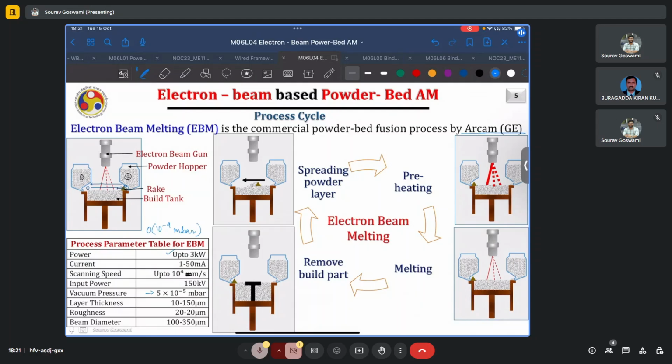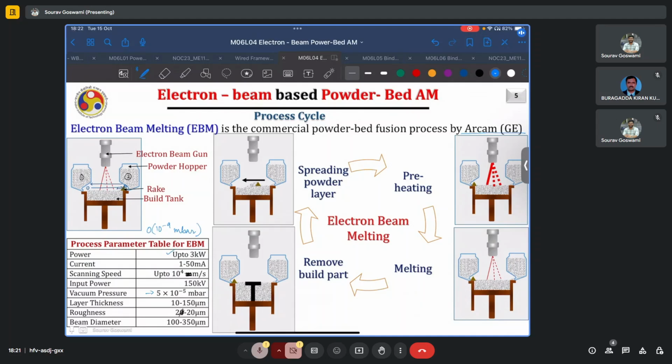The layer thickness which can be achieved, and thereby the resolution of the features, is between 10 and 150 microns, which is pretty good. As we are well aware, VAT photopolymerization has perhaps the highest resolution or the smallest layer thickness, which is of the order of microns, so some 4 to 5 microns. But this is also good enough. The surface roughness can be between 2 to 20 microns, and the beam dia is typically between 100 and 350 micron.